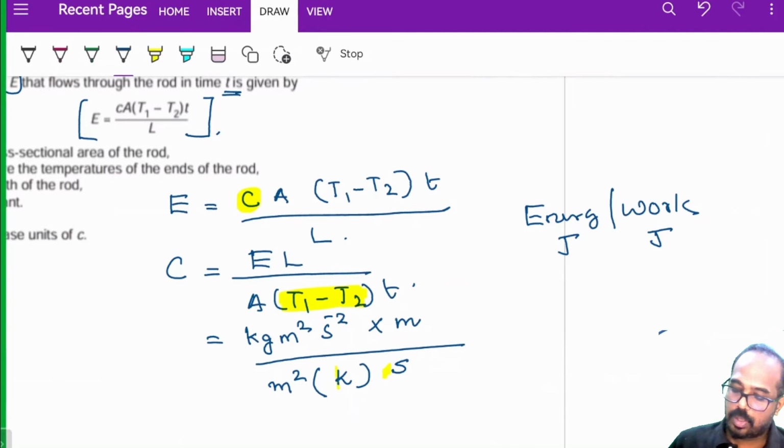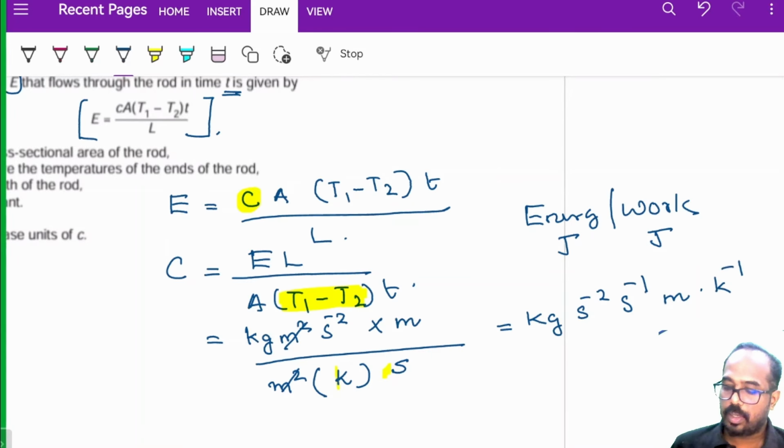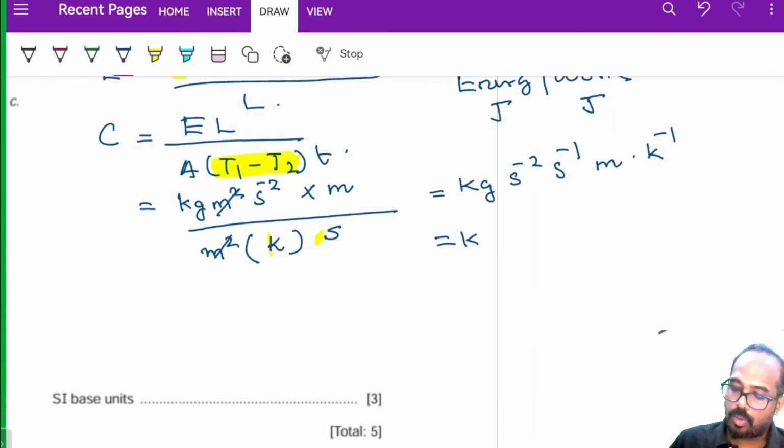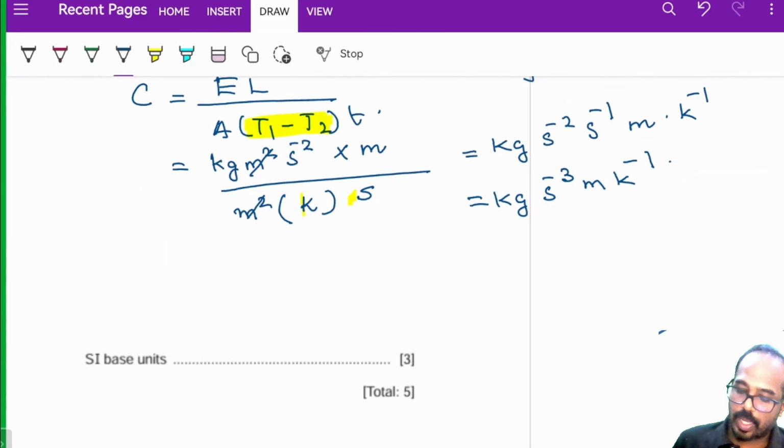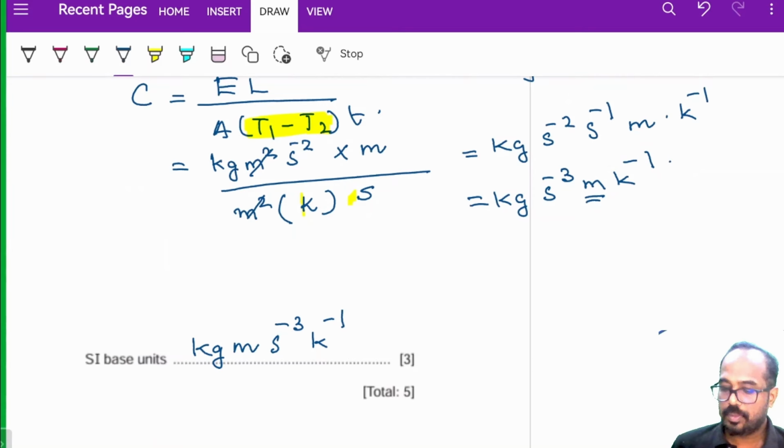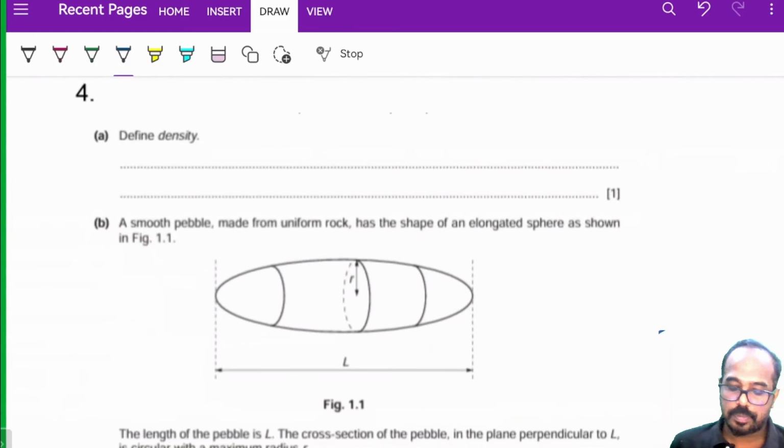Now rearrange this unit, so kilogram meter square will get cancelled. Kelvin goes to the numerator, second is also going to the numerator with a minus 1, right? Second to the power minus 2, second to the power minus 1, meter, Kelvin also with minus 1 power, right? So you can rewrite this one: kilogram second to the power minus 3, meter, Kelvin to the power minus 1. So your final answer will be kilogram meter second to the power minus 3 Kelvin to the power minus 1. This will be your answer. Okay, so we'll move on to the next question.